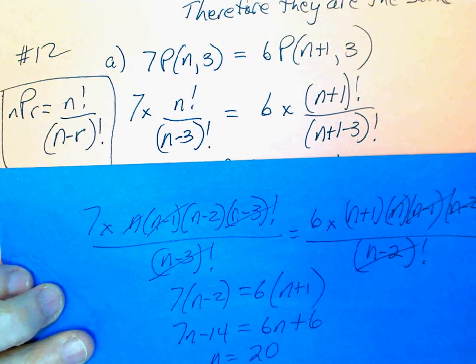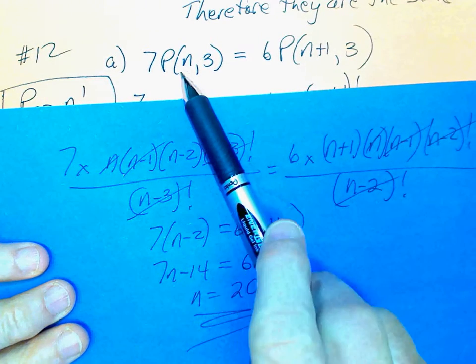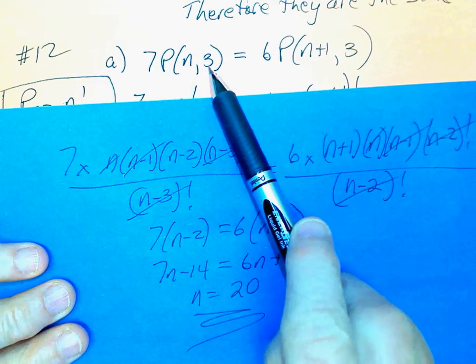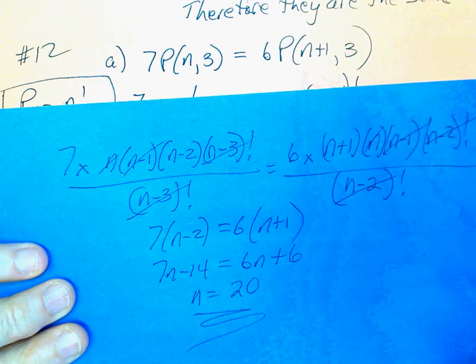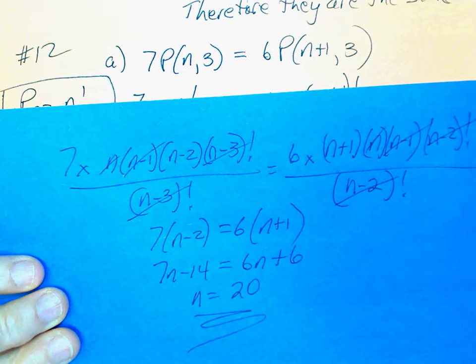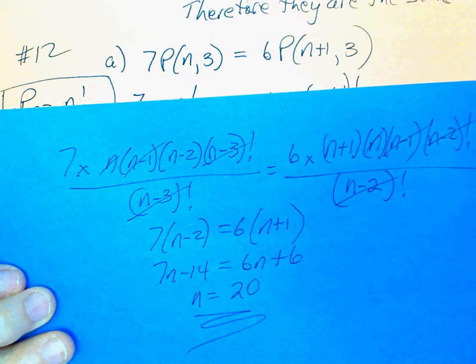You should always just check, or you can even check up here. P 20, 3 arrangement of 20 things, 3 arrangement of 21 things. Yep, we can have that. So always check, because sometimes you have to eliminate an answer because you can't have a negative factorial type of situation.